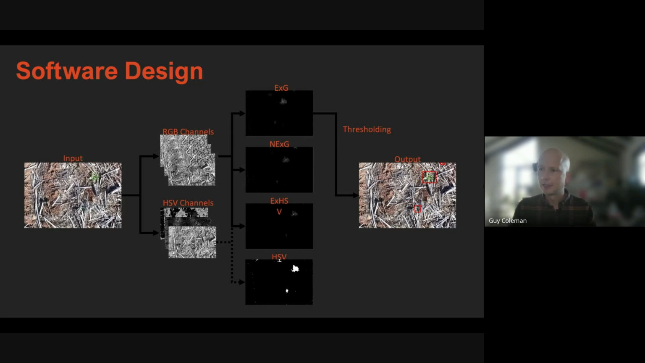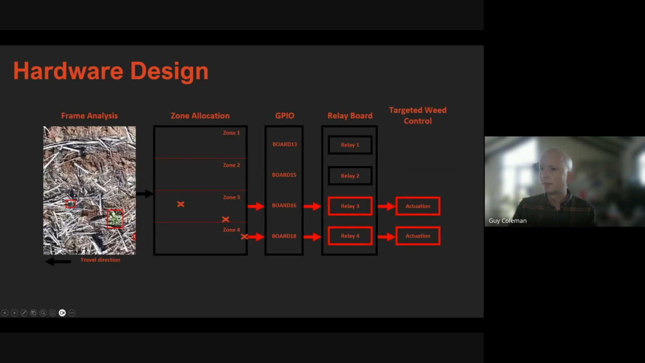And then this next diagram is how the hardware integrates with that software. So the frame comes in, you run that algorithm here in this arrow, I guess. That's where the controller processing happens. Then you go to the zone allocation, so where in the image is that weed located? And you actuate, say, zone 1, 2, 3, or 4. Each of those zones corresponds to a particular pin on the Raspberry Pi, which then corresponds to a relay, which can then be actuated to turn on a solenoid.